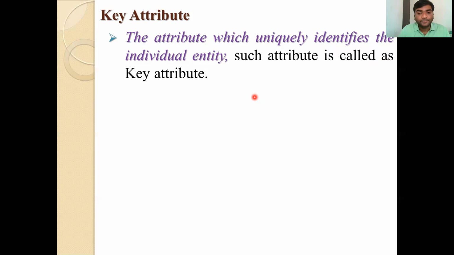For laptop, suppose laptop is one entity. What is the key attribute for a laptop? The model number or name is the key attribute for the laptop. For mobile, what is the key attribute? The model number is a key attribute. So the attribute that uniquely identifies that particular entity is known as the key attribute.